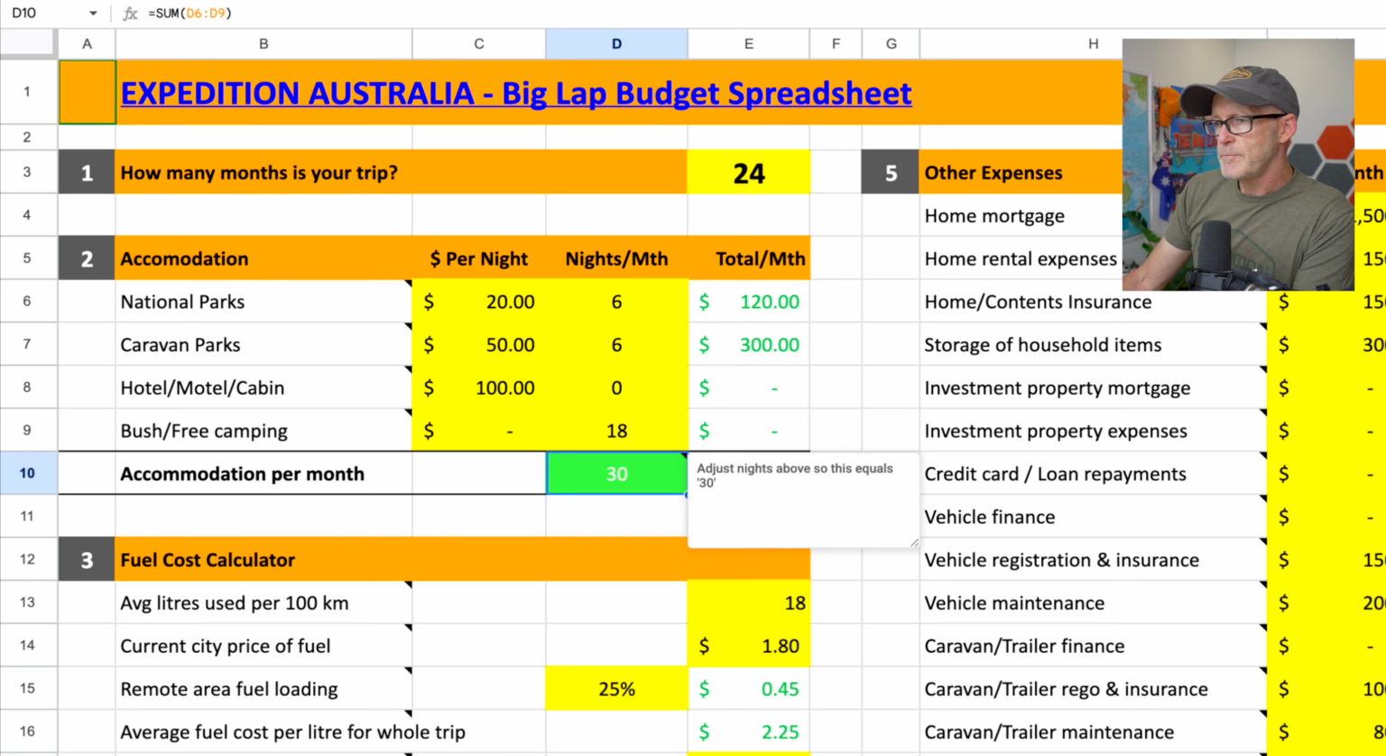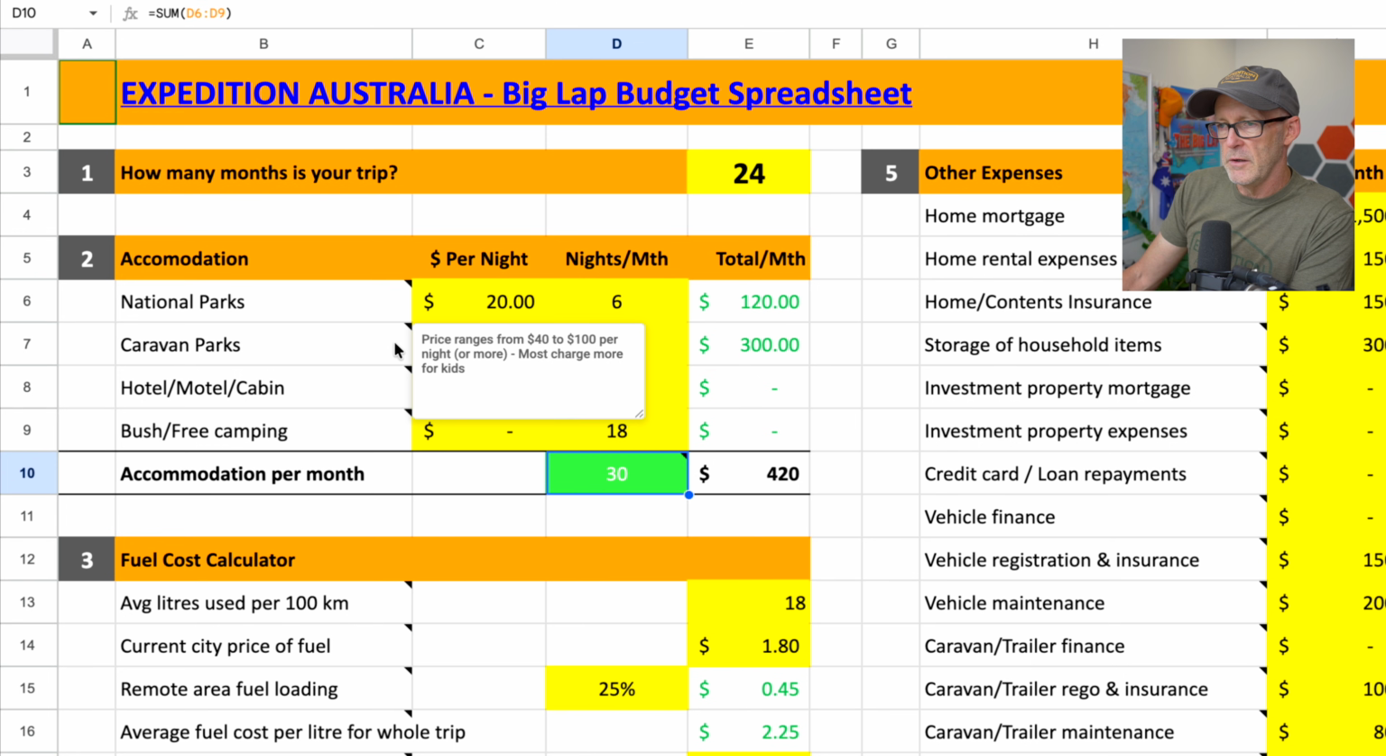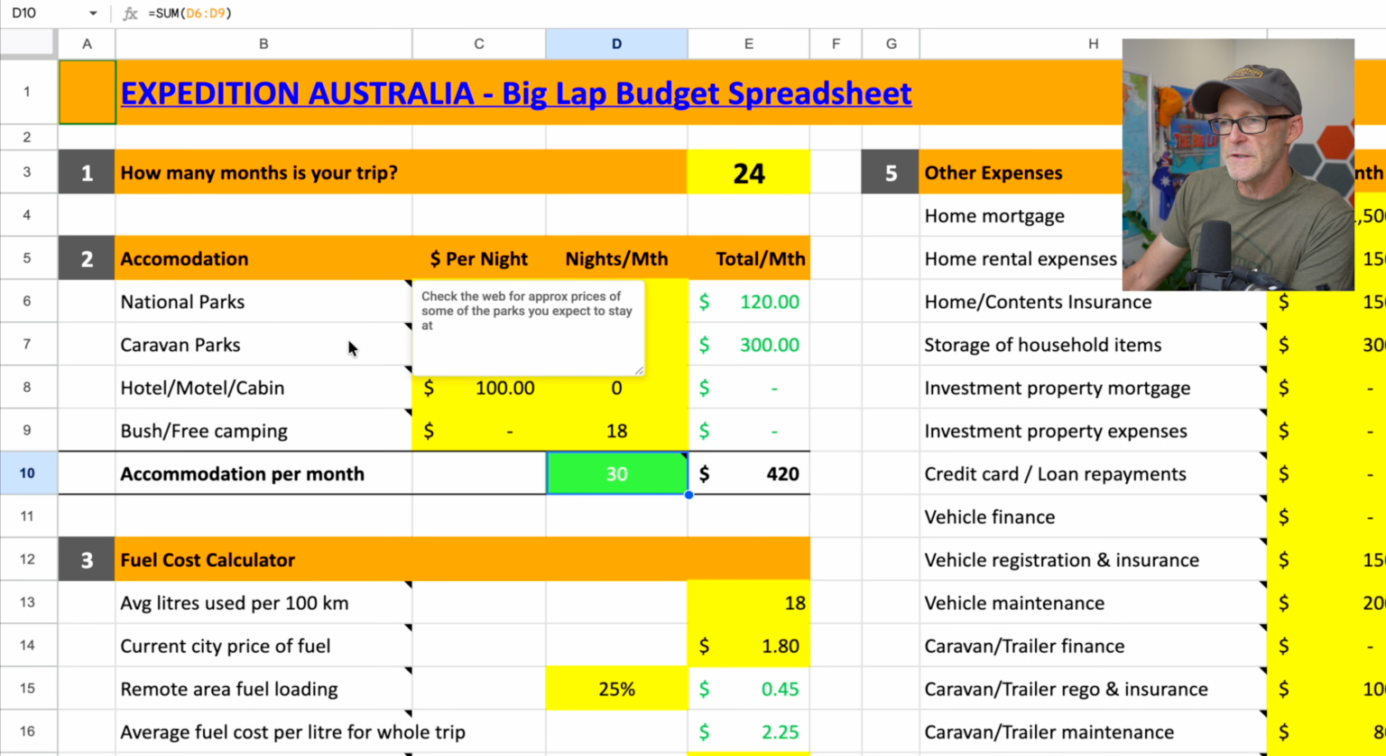So we'll just fix that. All right, and you can see if you hold the mouse over any of these fields that have got a little triangle on the corner, it'll give you some notes about what you need to do there.